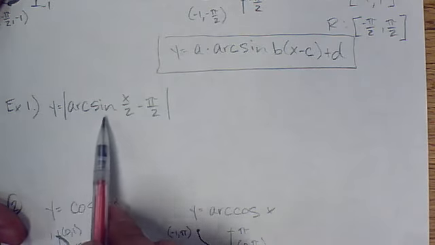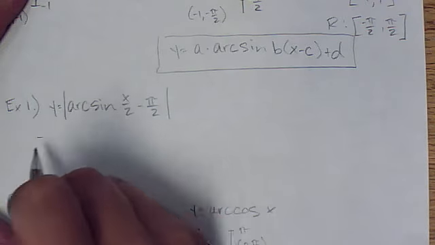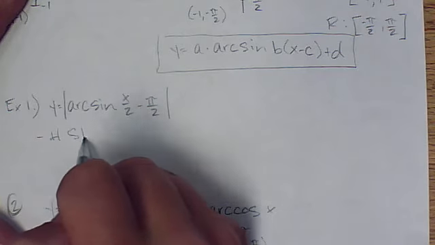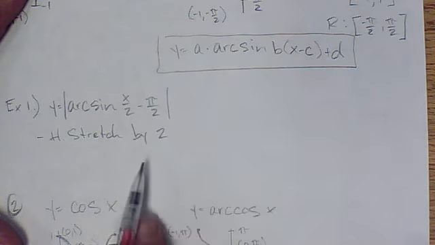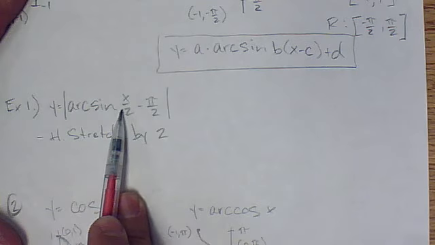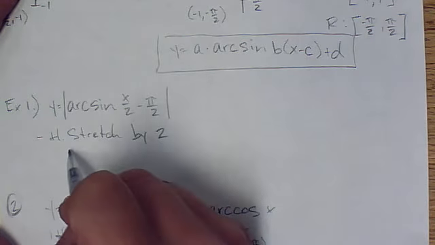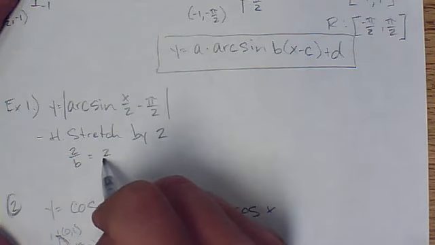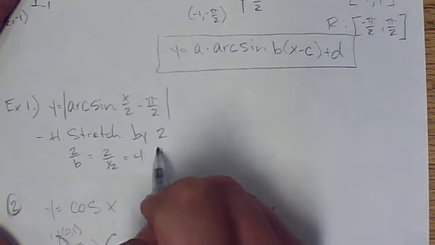y equals absolute value of arc sine of x over 2, minus pi over 2. We have three transformations here. We have a horizontal stretch by 2. That's because my b is 1/2. Now in the past, for sine x, we use the formula 2 pi over b. Now if you want, you can just use 2 over b. So 2 over 1/2 is 4. What this is right here, this is the total width.